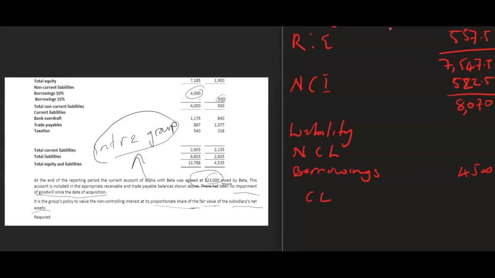Then we have current liabilities now. So we have bank overdraft. Okay, we also just add the two. Bank overdraft, we're going to have 2,016. Then we have our payables.